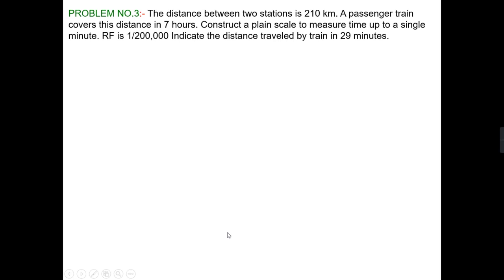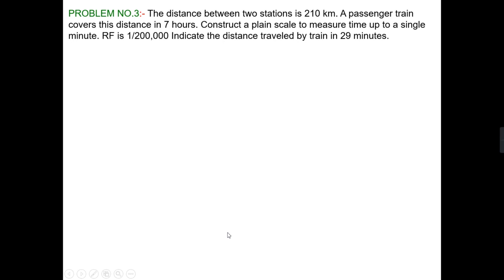So on the one hand, it is telling us to construct a scale which can measure a minimum of 1 minute. On the other hand, this question is telling us to show the distance that the train has covered in 29 minutes. That means we have to construct a scale that shows the minutes as well as kilometers. Okay, so here we have to make the double scale.